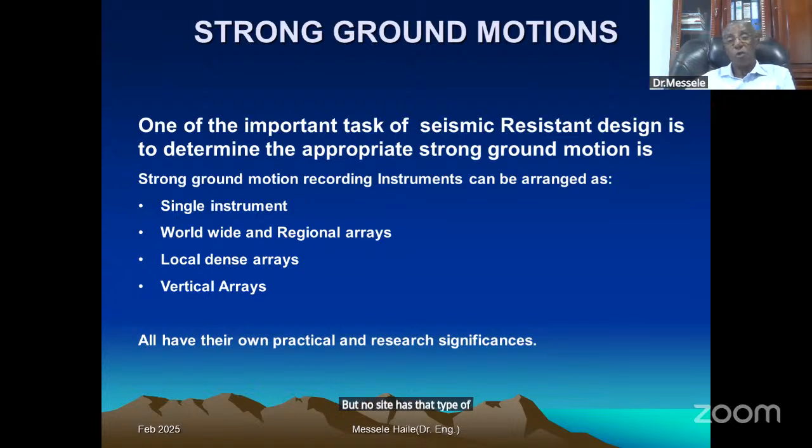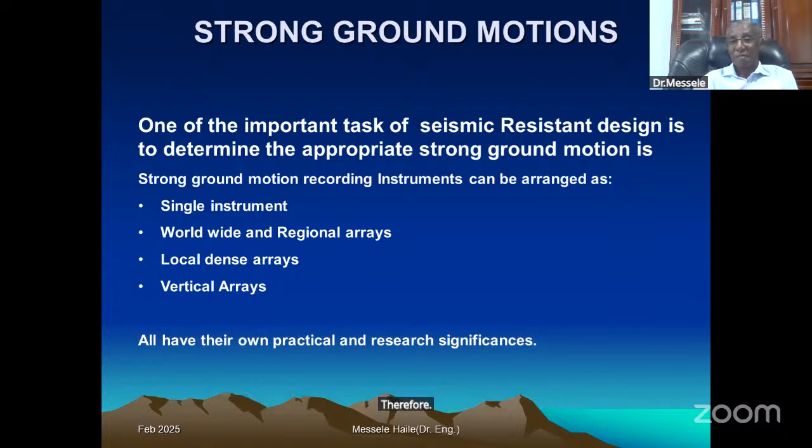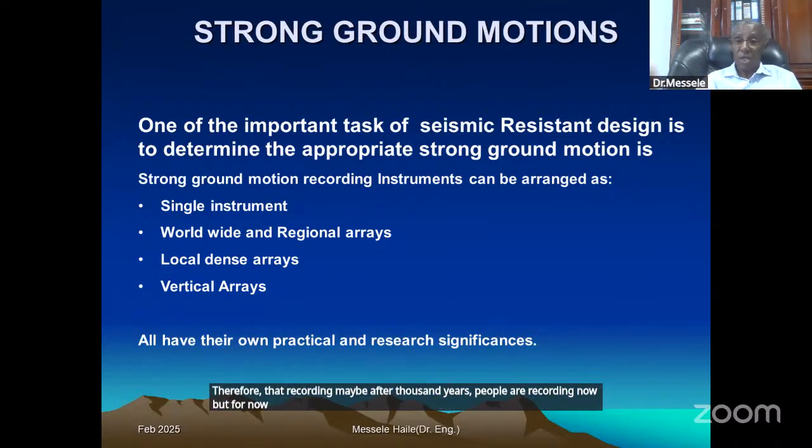As we go on, recording strong motion on sites is good, but that will be from fault X. How about another earthquake from fault Y, fault Z? An earthquake in one place can occur from 10, 20 different fault zones. Therefore, that recording will be complete maybe after 1,000 years. People are recording now, but for now, it's okay, it helps, it's good, it is on site.